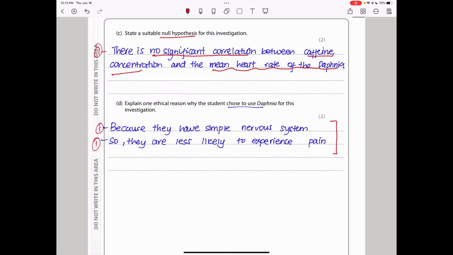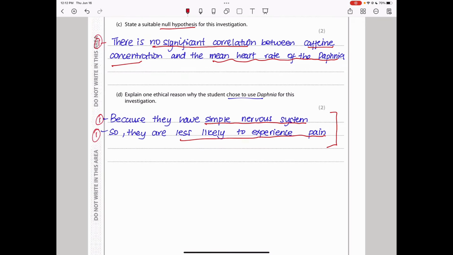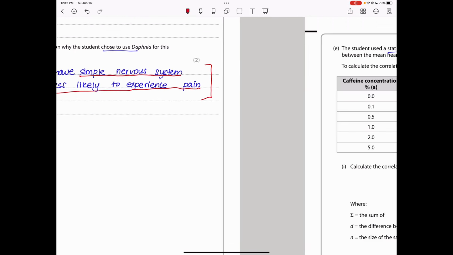This answer is going to be similar every time. If we use organisms in an investigation, it means they have simple nervous systems, and therefore they are less likely to experience pain during the investigation. This is a very good ethical reason why some of these organisms are used in biological research.